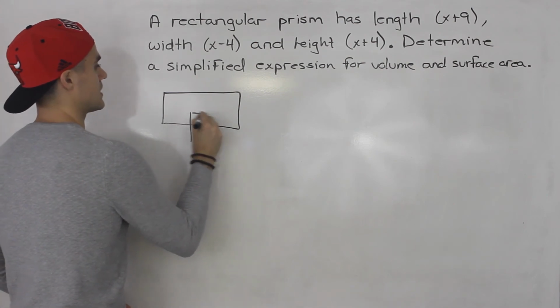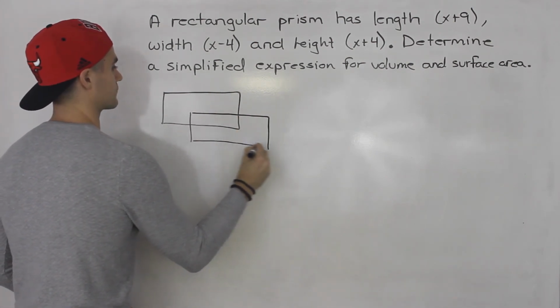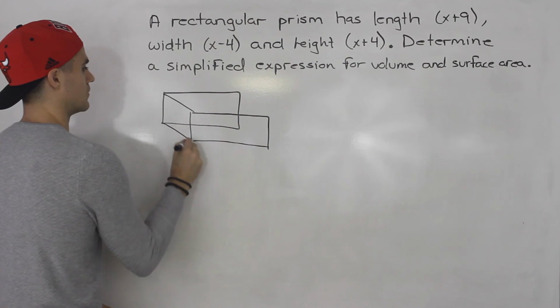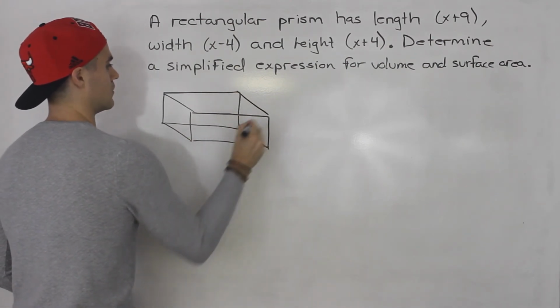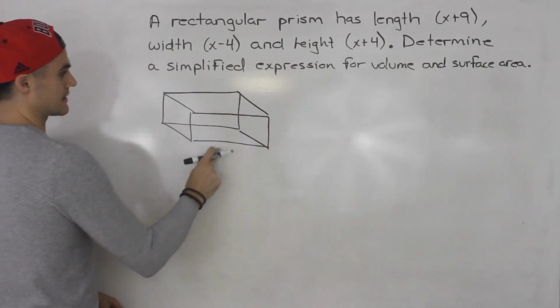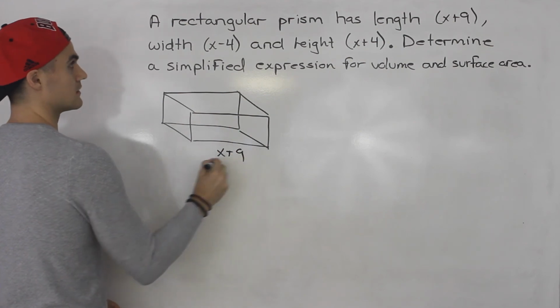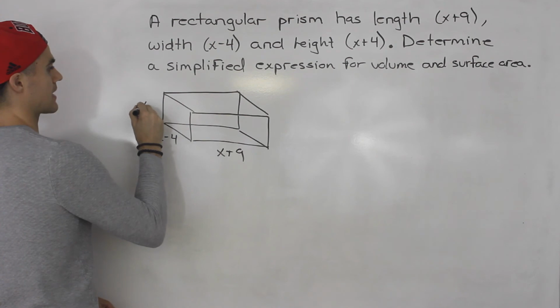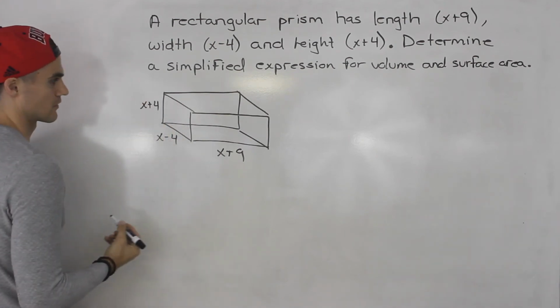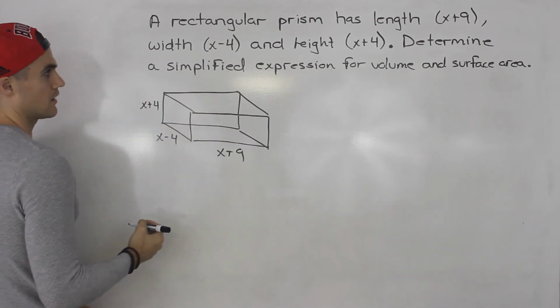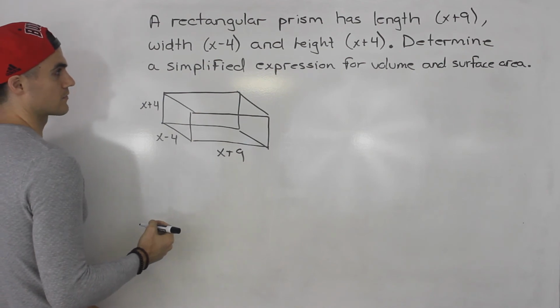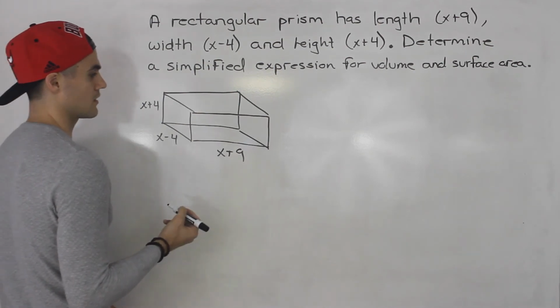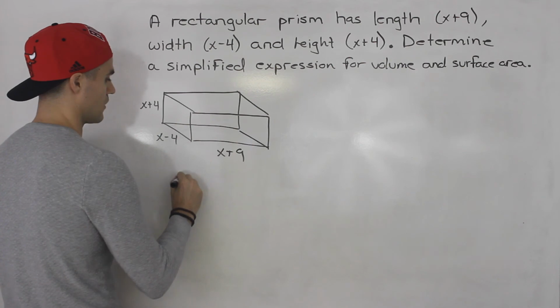So we got this rectangular prism, like that. Its length is x plus 9, its width is x minus 4, and its height is x plus 4. So we got to determine an expression for volume and surface area. So let's start with volume.